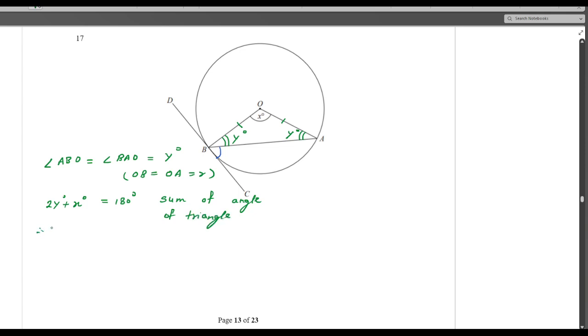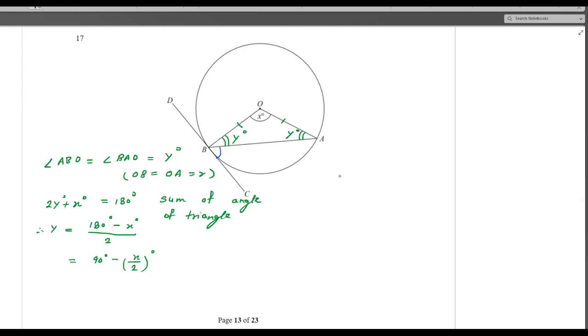Therefore the value of y will be 180 degrees minus x degrees, whole divided by 2, and this is your 90 degrees minus x divided by 2 degrees. So this is your y value. Now y value means angle OBA.